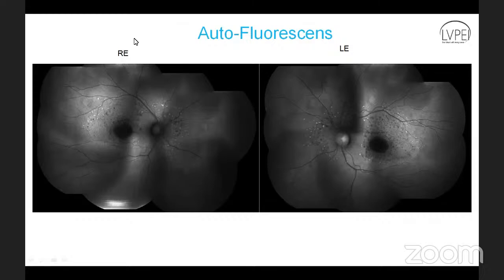If you see the autofluorescence image here, the disc is normally hypoautofluorescence because there is no retinal pigment epithelium over the disc. At the macula, the normal autofluorescence is not visible due to the overlying lutein and zeaxanthin, so it is also hypo. So in a normal autofluorescence image, the disc and macula are both hypoautofluorescent. And the blood vessels, because of the presence of hemoglobin pigments, are also hypoautofluorescent.